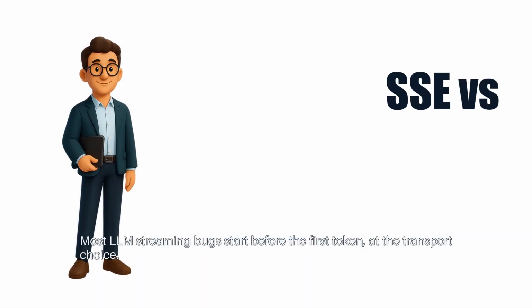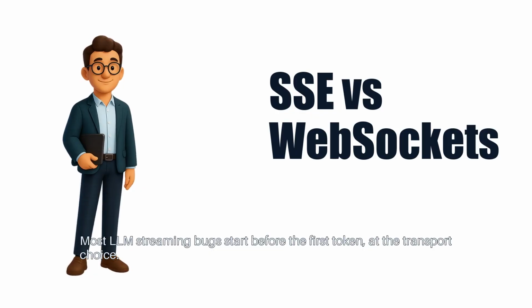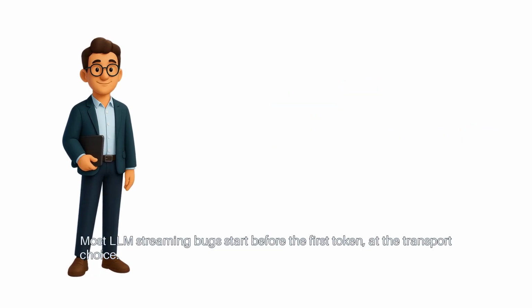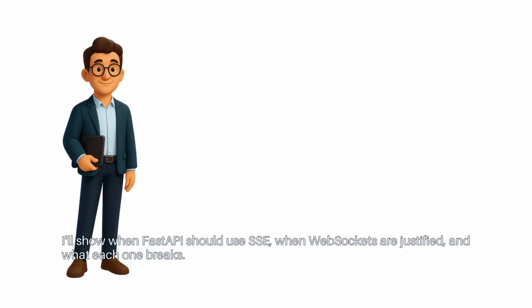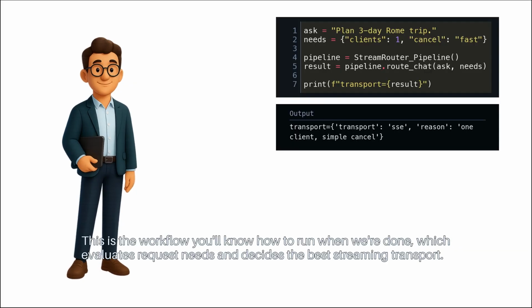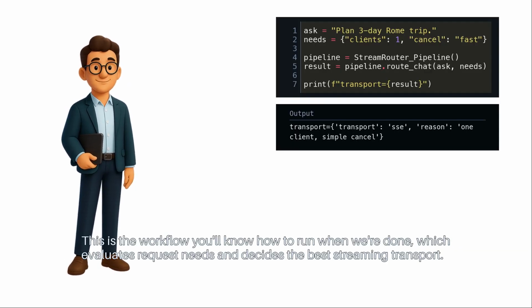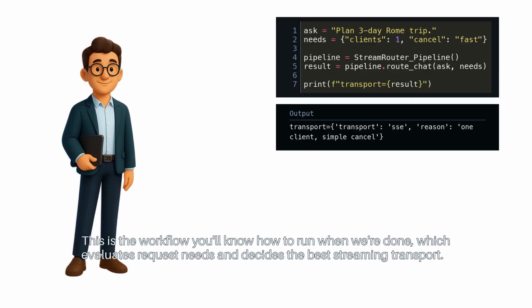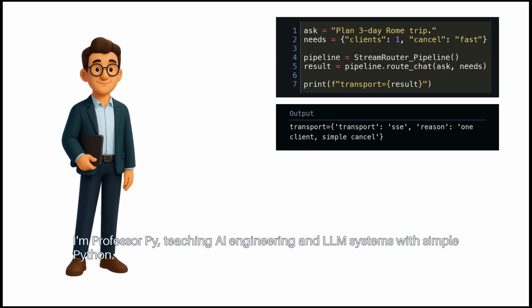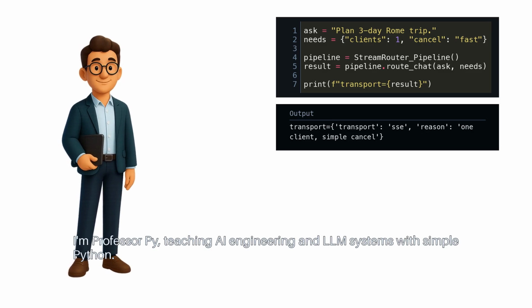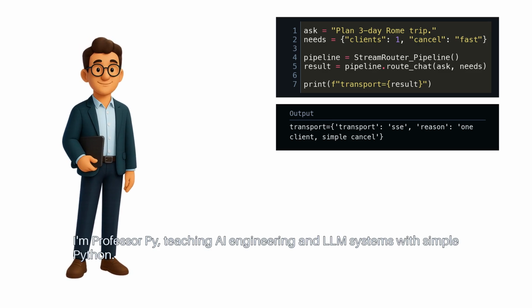Most LLM streaming bugs start before the first token, at the transport choice. I'll show when FastAPI should use SSE, when WebSockets are justified, and what each one brings. This is the workflow you'll know how to run when we're done, which evaluates request needs and decides the best streaming transport. I'm Professor Pi, teaching AI engineering and LLM systems with simple Python.